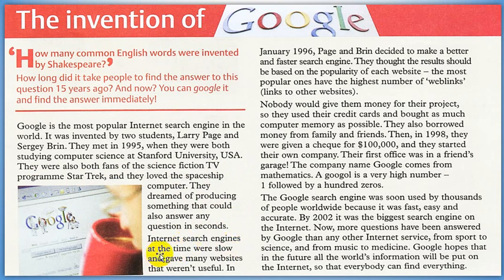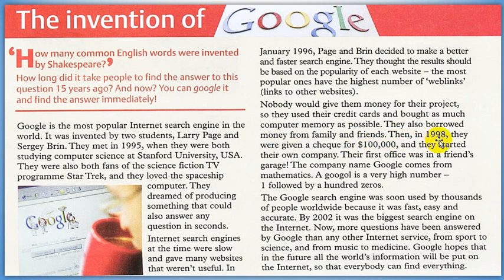Internet search engines at the time were slow and gave many websites that weren't useful. In January 1996, Page and Brin decided to make a better and faster search engine. They thought the results should be based on the popularity of each website. The most popular ones have the highest number of web links to other websites. Nobody would give them money for their project, so they used their credit cards and bought as much computer memory as possible. They also borrowed money from family and friends.